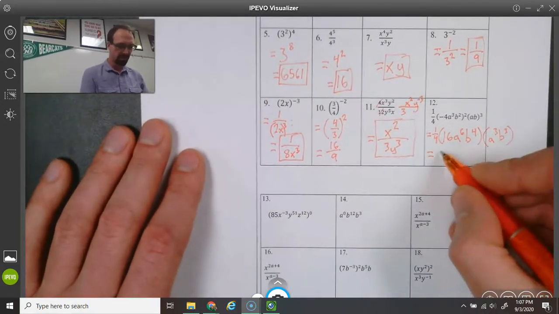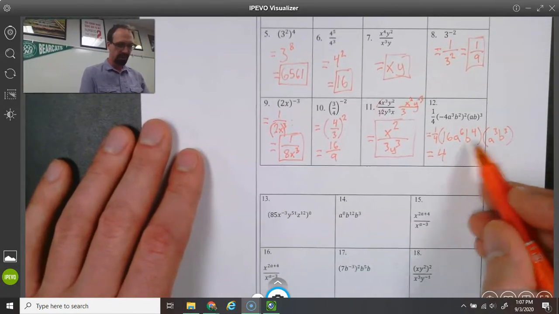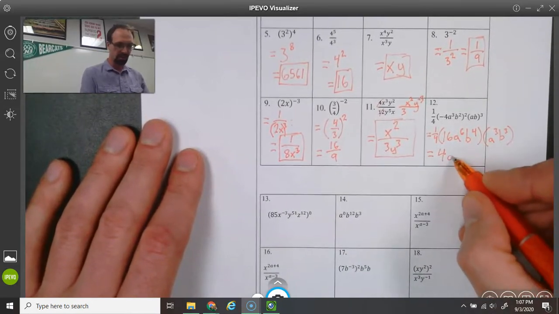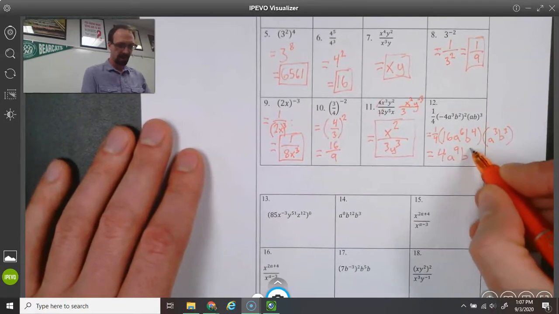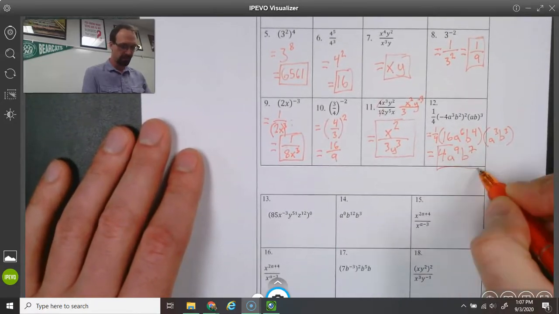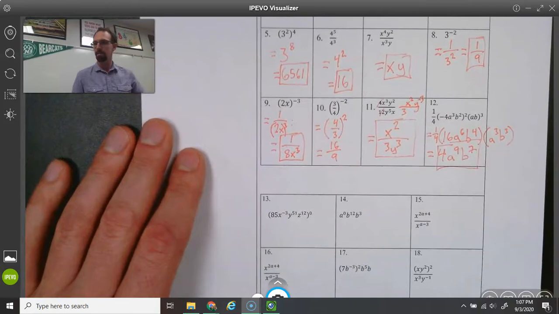So 1/4 of 16 is 4, so that's going to be 4. I have a to the 6th times a cubed, so that's going to be a to the 9th. B to the 4th and b cubed, if I add those, is b to the 7th. So I have 4, a to the 9th, and b to the 7th.